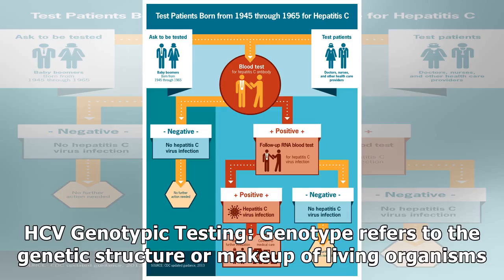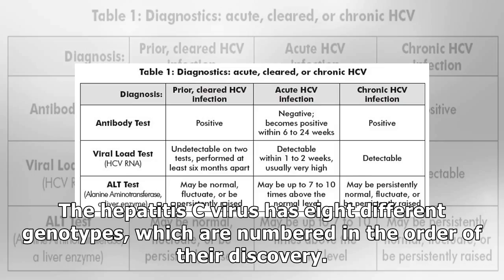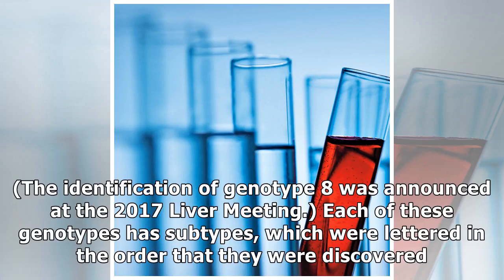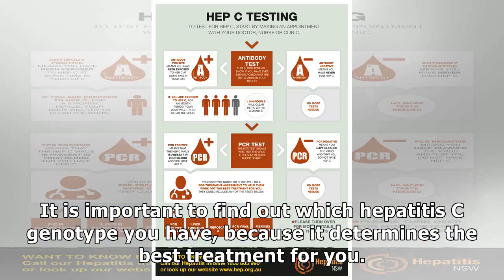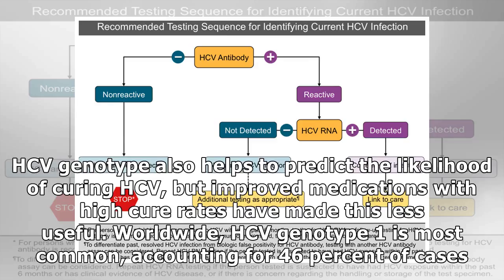HCV genotype testing. Genotype refers to the genetic structure or makeup of living organisms. The hepatitis C virus has 8 different genotypes, which are numbered in the order of their discovery. The identification of genotype 8 was announced at the 2017 liver meeting. Each of these genotypes has subtypes, which were lettered in the order that they were discovered. It is important to find out which hepatitis C genotype you have because it determines the best treatment for you.